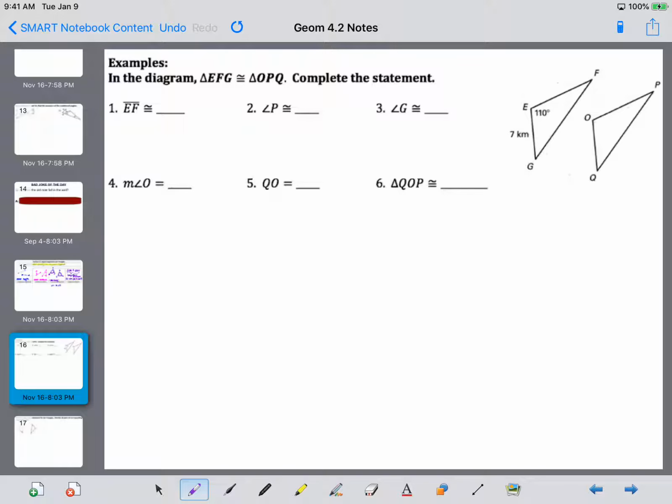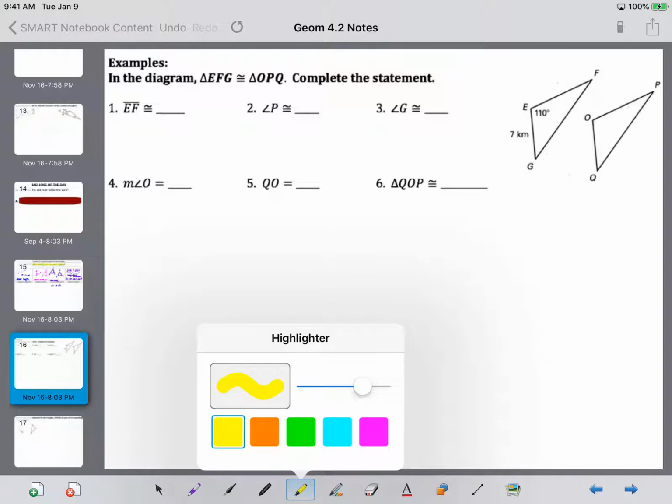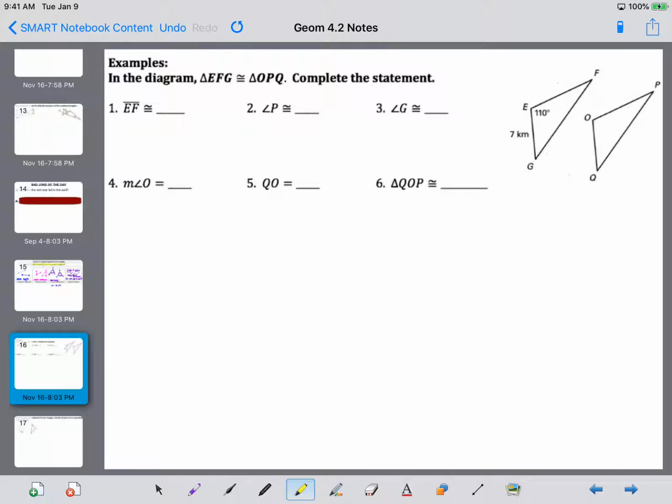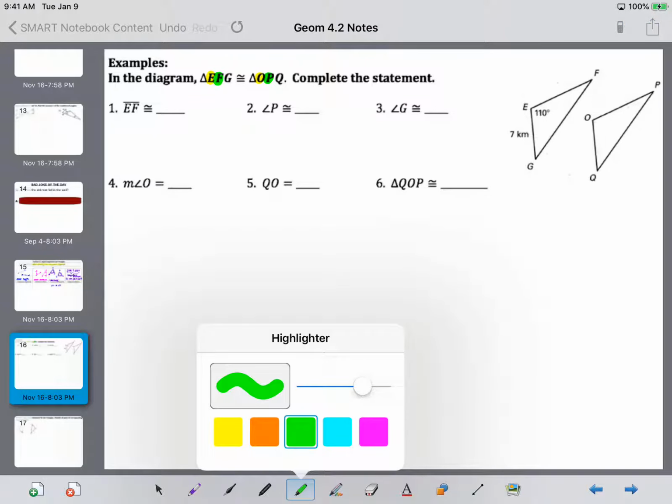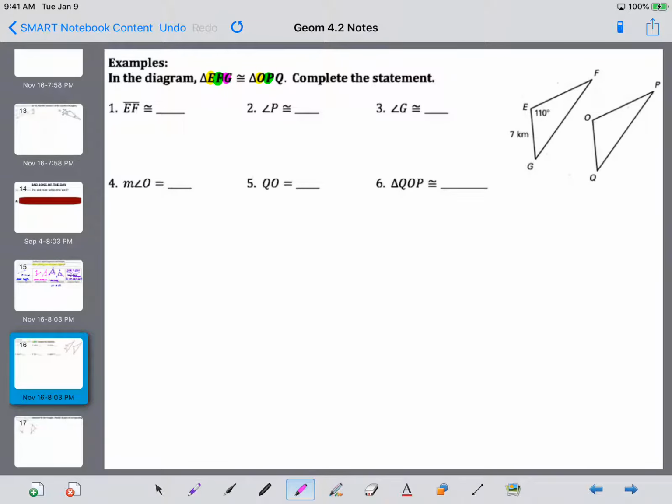So in the diagram, triangle EFG is congruent to triangle OPQ. Complete the statement. Something really important that you guys need to get used to is that in the congruence statement, the first letter in the first triangle corresponds with the first letter in the second triangle. Likewise, F corresponds with P and G corresponds with Q. So that is important. The matching letters are the matching angles, which creates the congruent triangles.